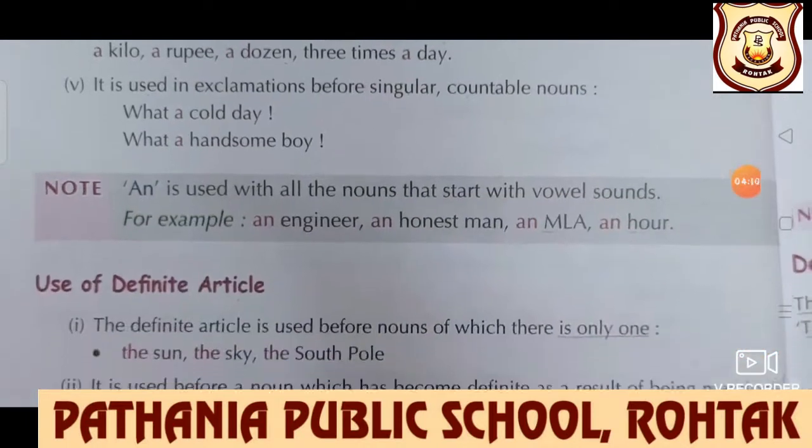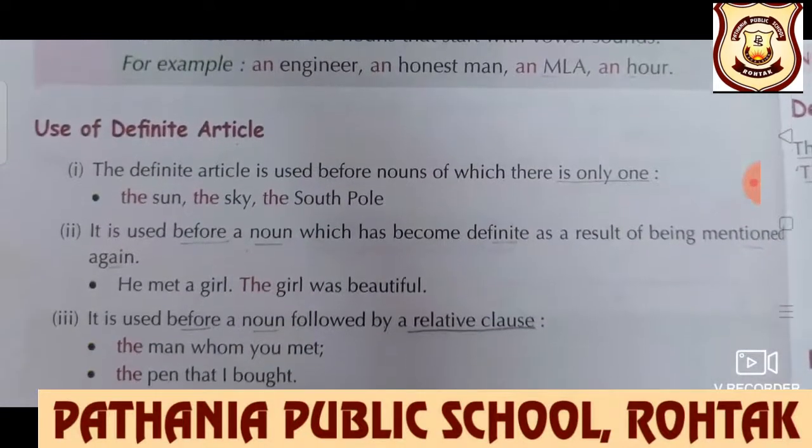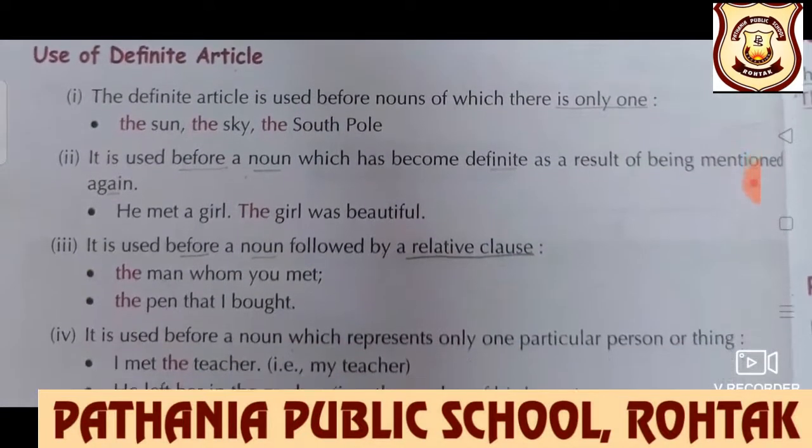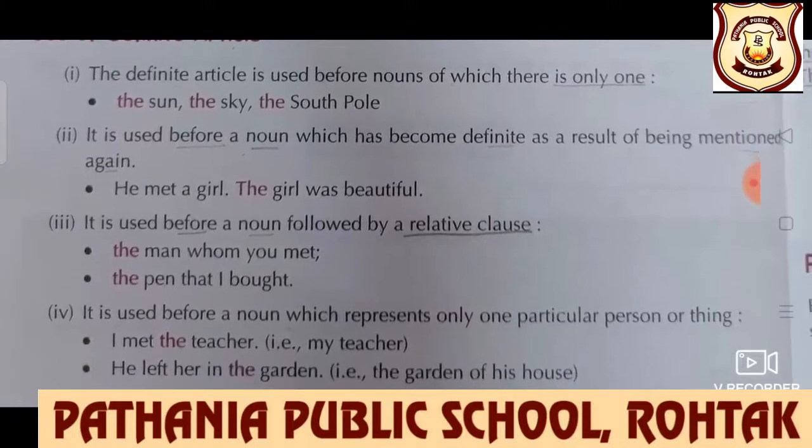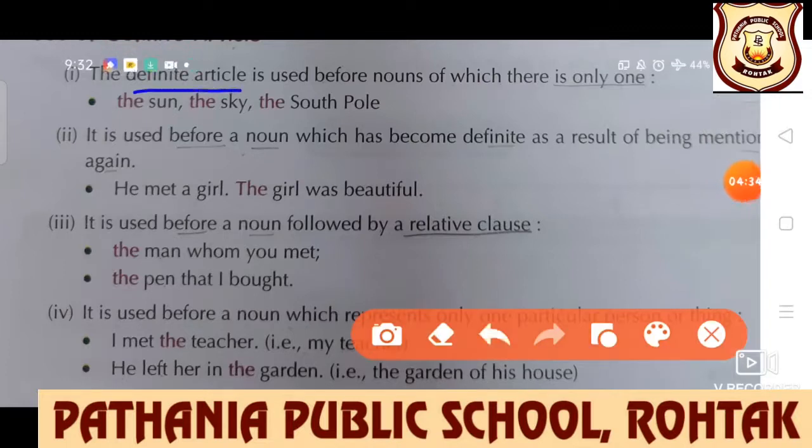Next, we have the use of the definite article. The definite article is used before nouns of which there is only one. Obviously, the sun, the sky, the South Pole, they are one only. So the article the, which is a definite article, will be used.